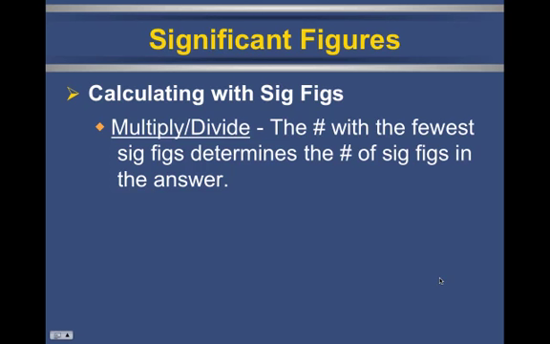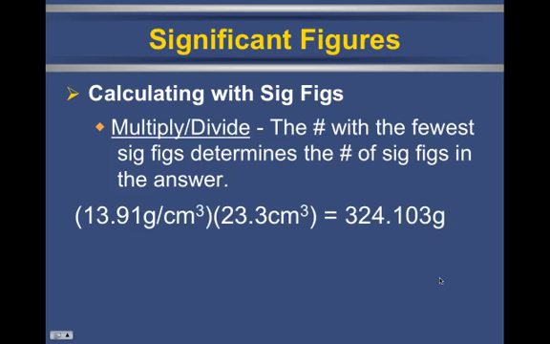When calculating with significant figures, the easiest rule is when you multiply and divide, and that's most of what we do in chemistry. The number with the fewest number of significant figures determines the number of significant figures in your final answer. So let's look at an example. If I ask you to multiply this in your calculator, 13.91 grams per cubic centimeter times 23.3 grams per cubic centimeter, you get this number in your calculator. But we can't use all of those numbers. We have to look at the number of significant figures.